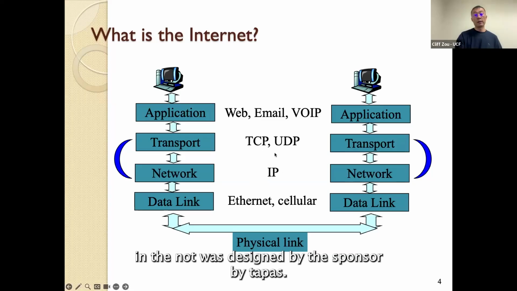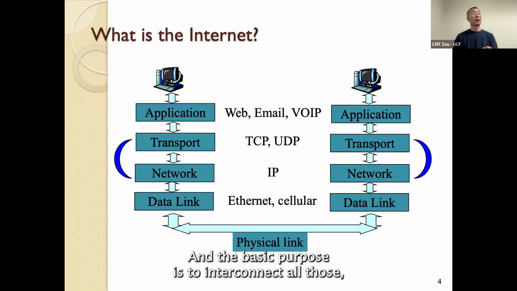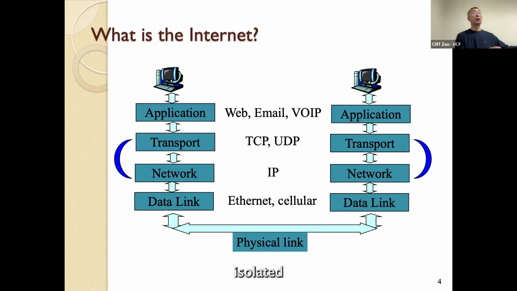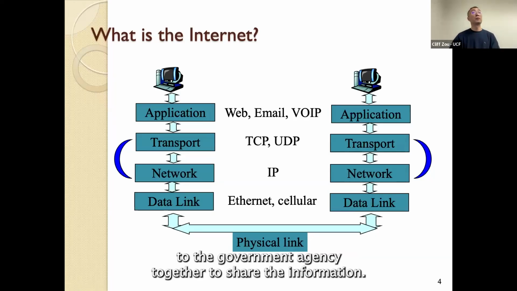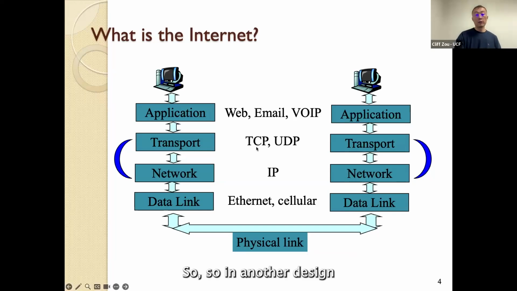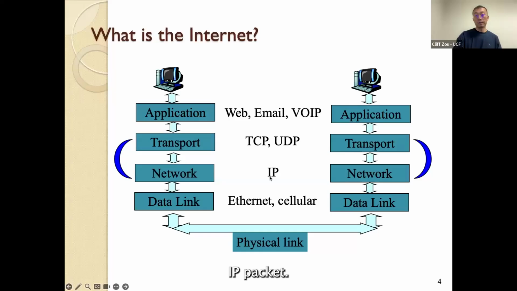The internet was designed with sponsorship from DARPA, and the basic purpose was to interconnect all those isolated local area networks, from national labs to universities to government agencies, to share information. So the internet design is about TCP and IP. It makes everything go together. So the data link layer belongs to the local area network, and the internet is about the TCP and IP part.